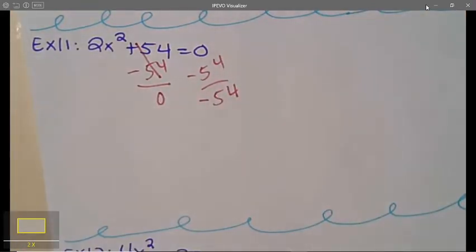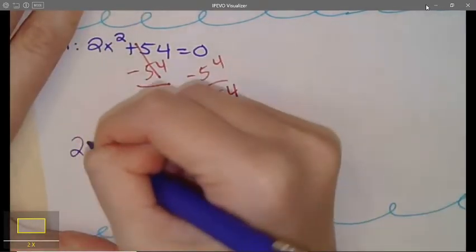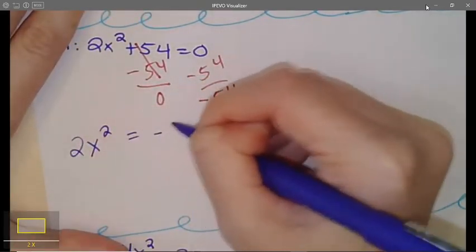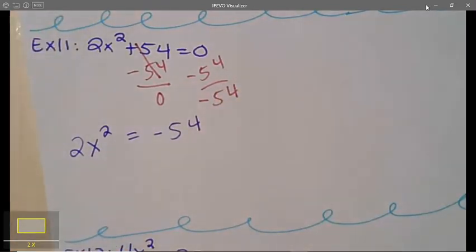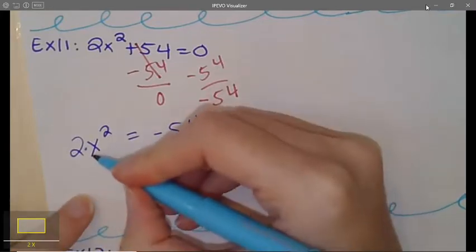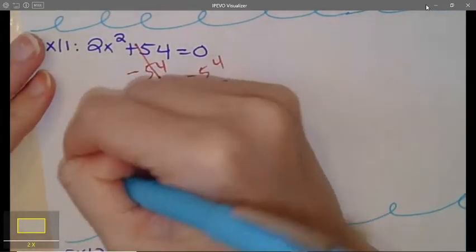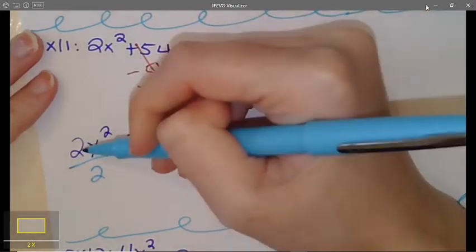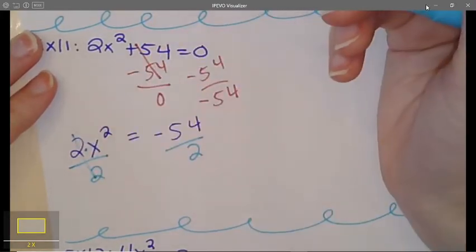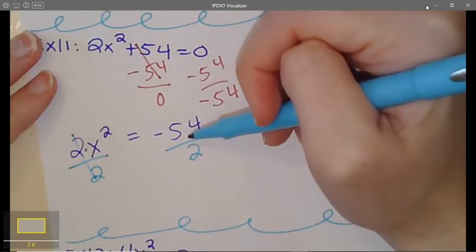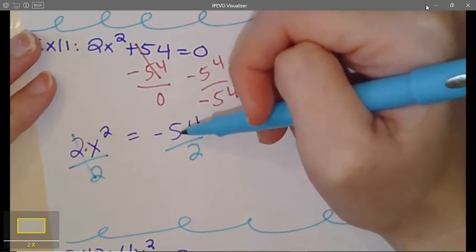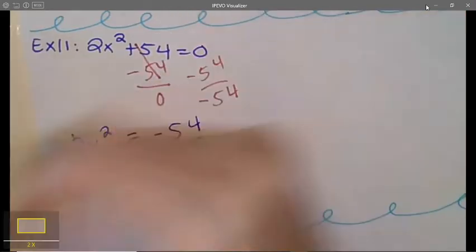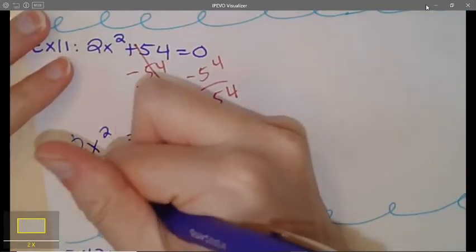So I'm left with 2x squared equals negative 54. We're getting closer to solving for x, but currently this 2 is getting in the way. This 2 is secretly multiplying the x squared. The way you move the 2 to the other side is by dividing both sides by it. So 2 divided by 2 will cancel and turn to 1. Negative 54 divided by 2, I think it's 27, yes. So x squared is negative 27.